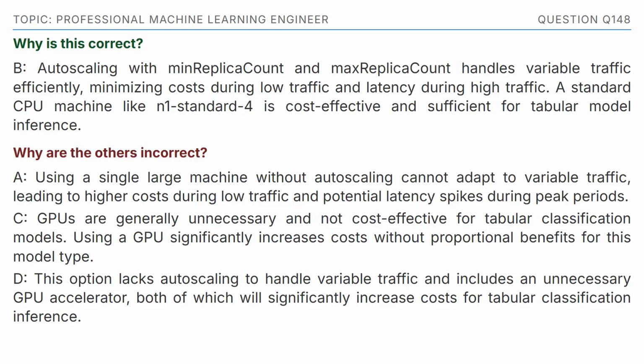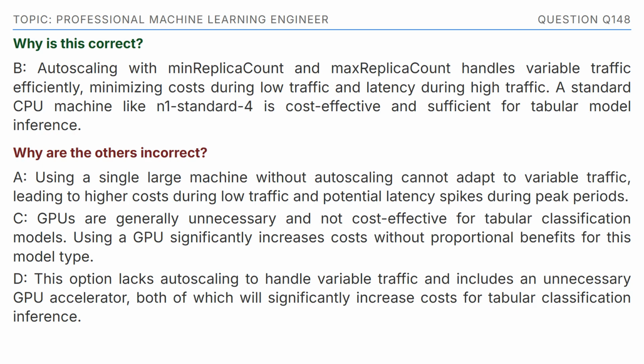Why is this correct? B. Autoscaling with min replica count and max replica count handles variable traffic efficiently, minimizing costs during low traffic and latency during high traffic. A standard CPU machine like N1 Standard 4 is cost-effective and sufficient for tabular model inference.